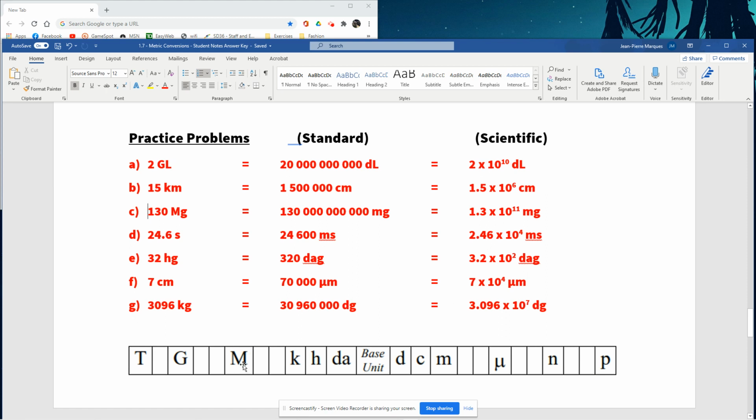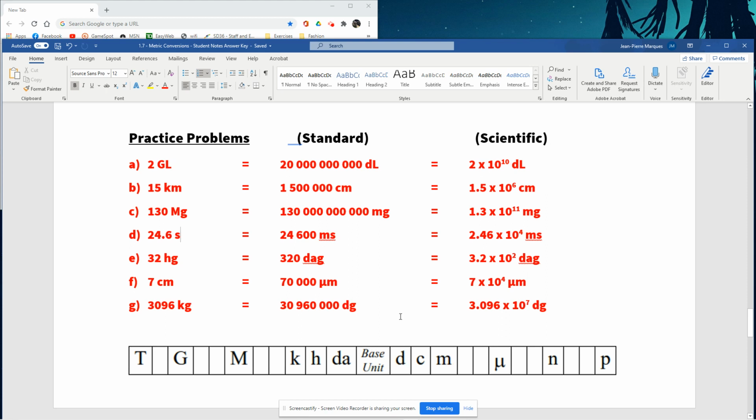Mega is worth 10 to the positive 6. Milli is worth 10 to the minus 3. 6 minus minus 3 is 6 plus 3, which is 9. Therefore, I'm going to add 9 zeros here, giving me the answer you see here. Letter D, I want to convert seconds to milliseconds. You will notice there is no prefix in front of seconds. Therefore, it's the base unit.